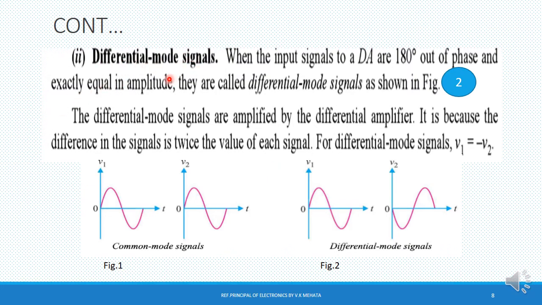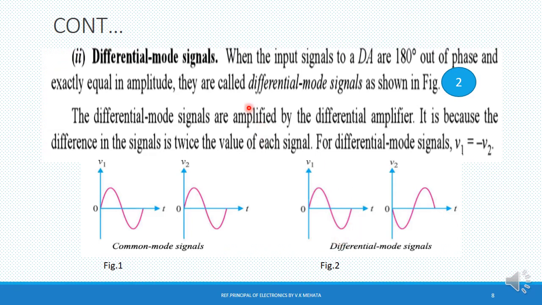Okay, now let us move to the differential mode signals. What do you mean by differential mode signals? By this you can say that we are applying different signals. Different signals means the phase is different. Here you see in the figure, one starts from the positive and the other starts from the negative. If the phases are different, then this amplifier is going to amplify those signals.